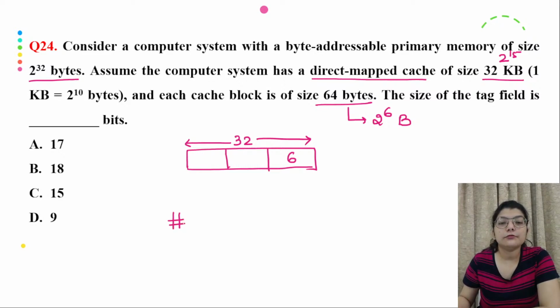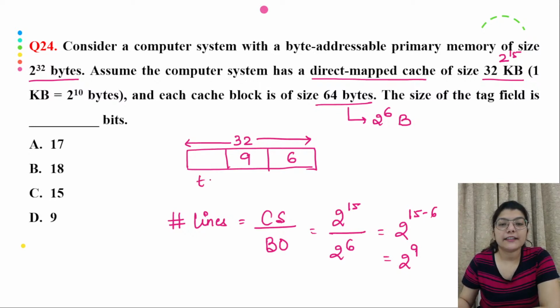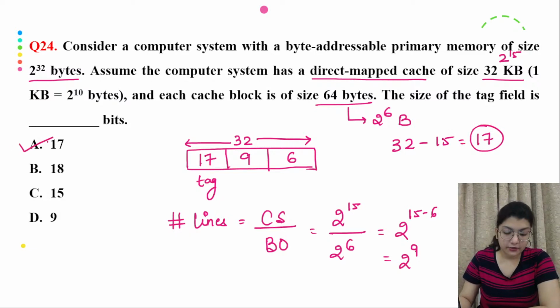Number of lines in cache is cache size divided by block size, that is 2 raised to power 15 divided by 2 raised to power 6, right? So this will turn out to be 15 minus 6, that is 2 raised to power 9. So that means here you will get 9. Now what will be the tag? So 32 minus 9 plus 6 is 15, that is 17. So tag bits are 17. So you will get 17 over here.